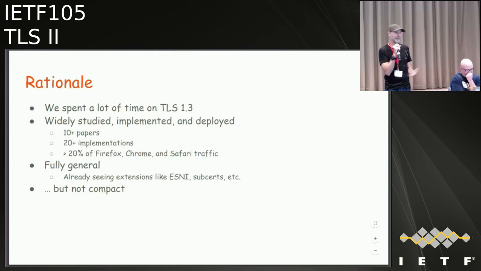It's a fully general protocol, or at least maybe too general, and we're already seeing a lot of extension points, like subcerts and maybe ECH and ESNI. But what it really isn't is super compact. The original design wasn't that compact, and we didn't make much effort to make it more compact. There are a few places we're trying to shrink things down, but generally this was not a design goal, in large part because so many of the applications of TLS involve certificates, and the certificates are so large that basically they dominate the size of the packets.